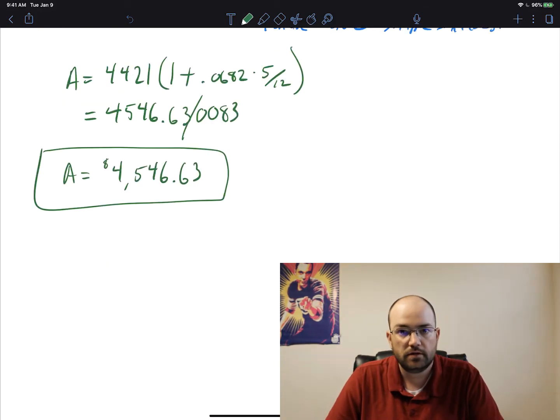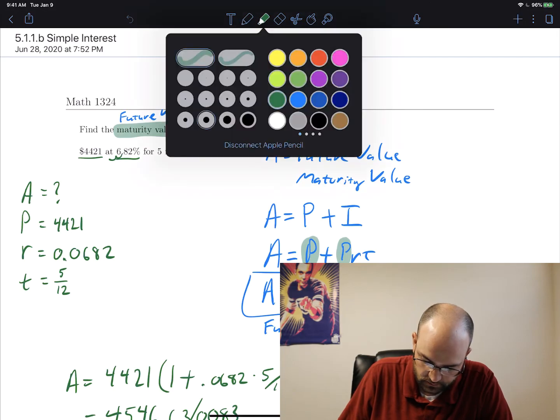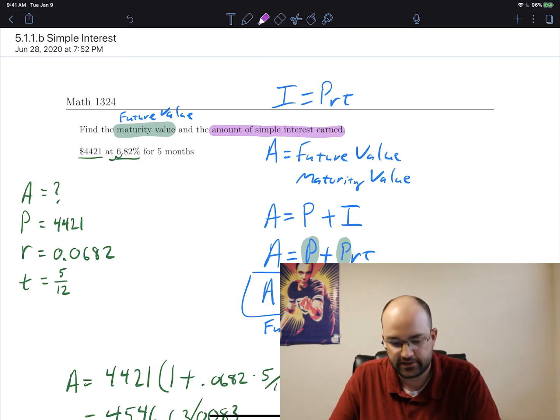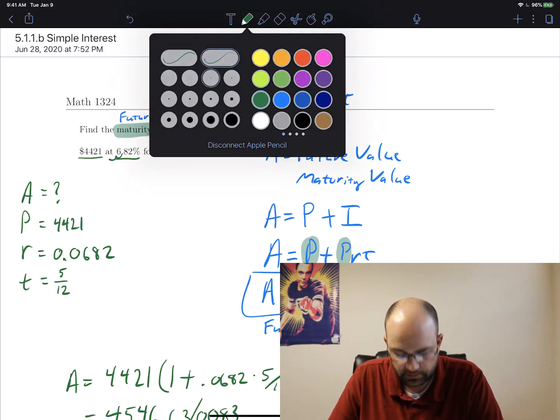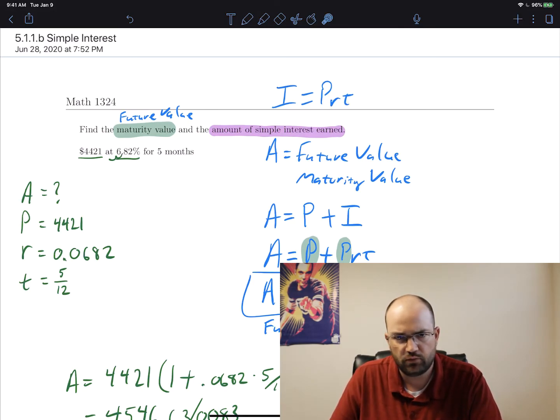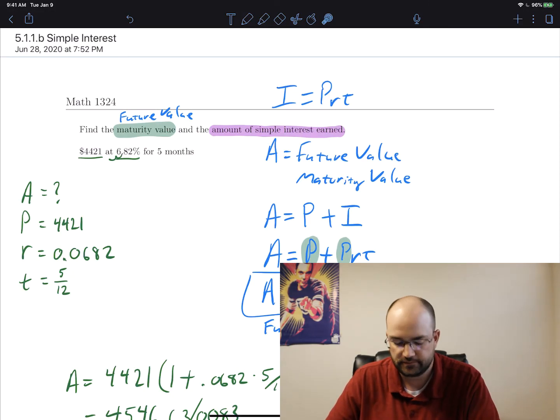Okay, so I forgot to do something. We only answered part of the question. We also wanted to find the amount of simple interest earned. In other words, what's I here? Well, we can do this a couple of different ways. We could just plug in P, R, and T, and that works just fine. So you do 4421 times 0.0682 times 5 over 12, and that'll give you your answer.